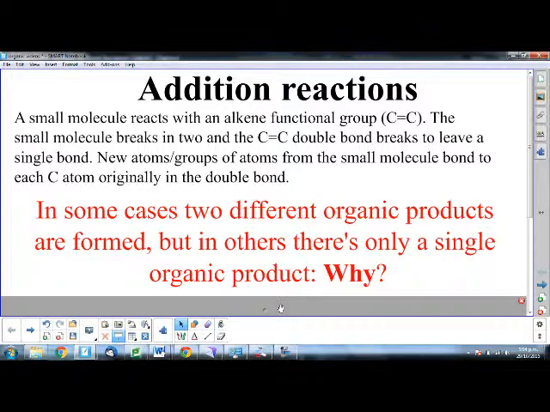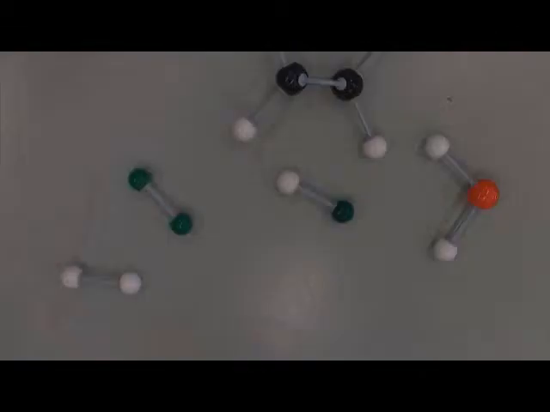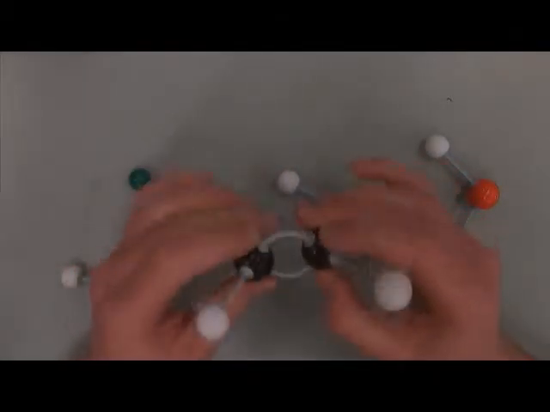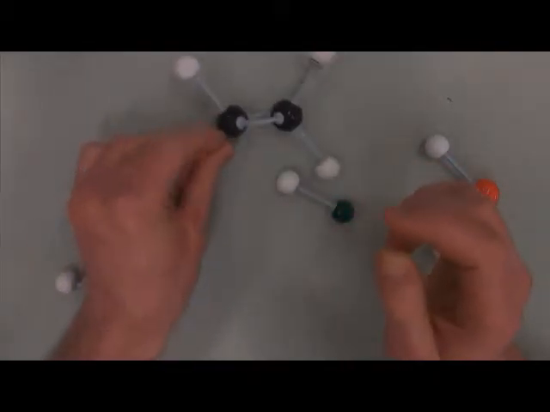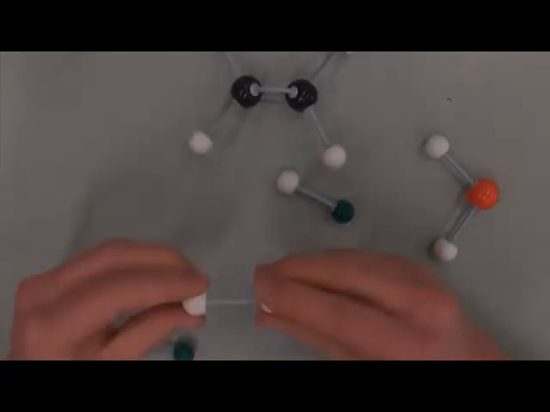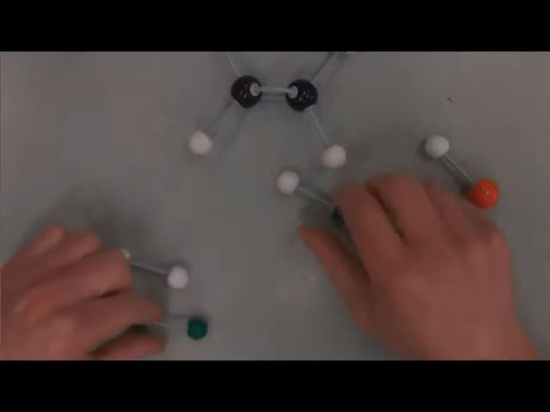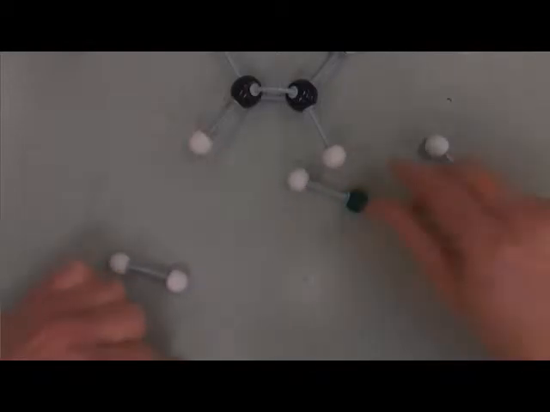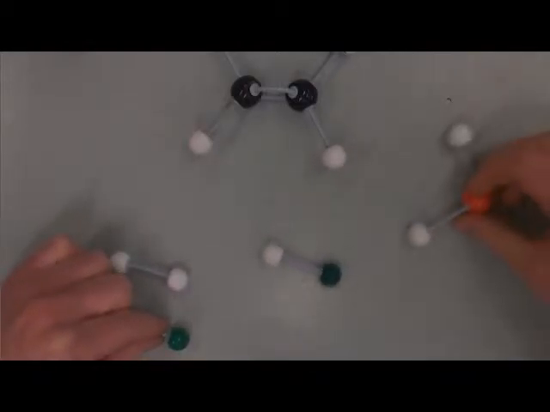First of all, on the screen there's a generic explanation about what addition reactions involve. It requires an alkene functional group, so a carbon-carbon double bond, and that is going to react with some sort of small molecule such as H2, Cl2, HCl, HBr or H2O.